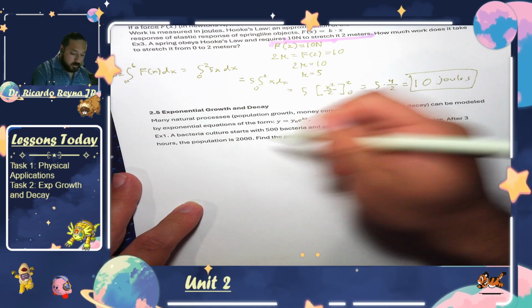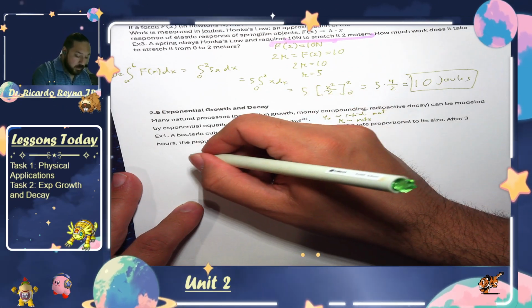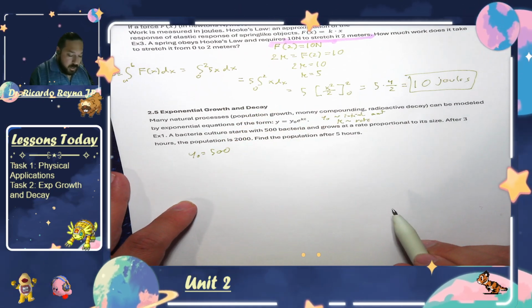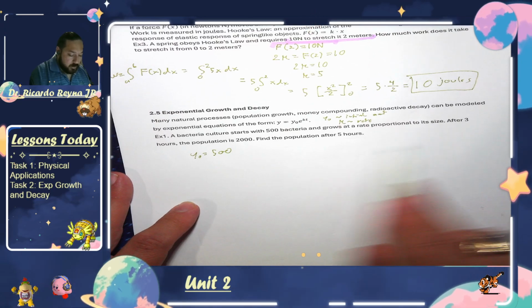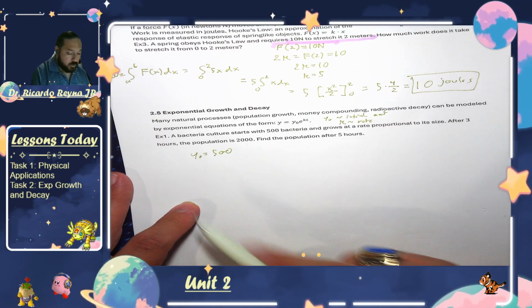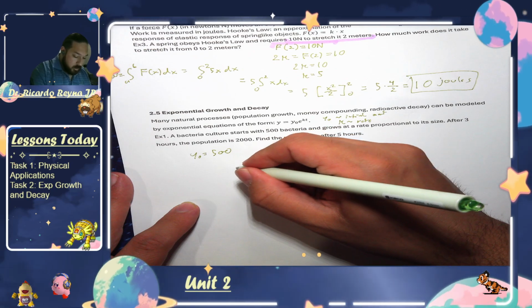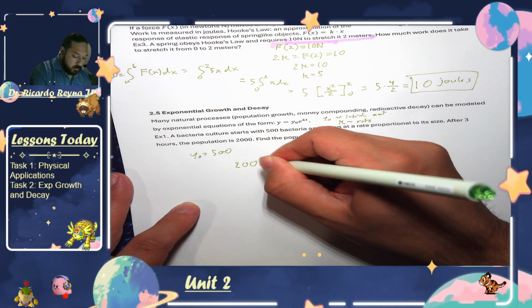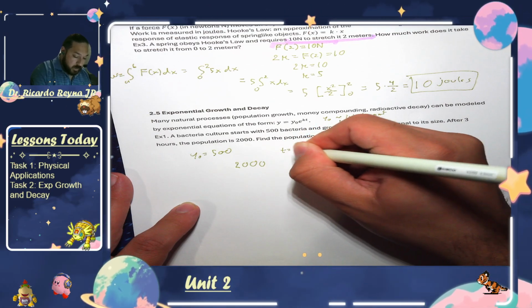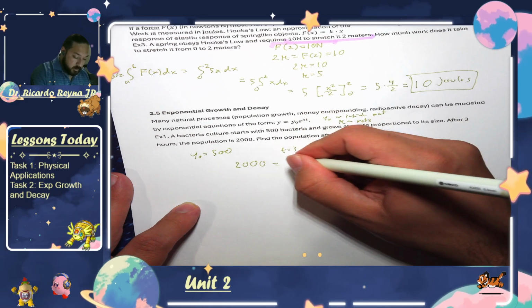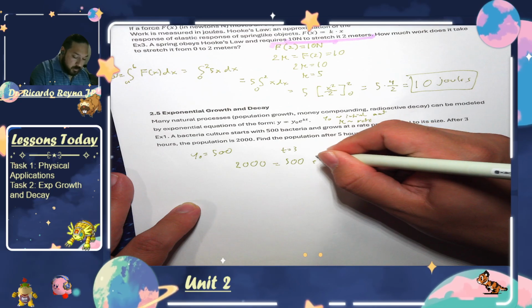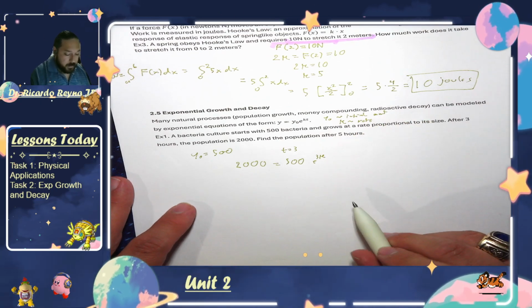Let's start. So it says starts with 500 bacteria. So right away, that tells me y0 is 500. And then it says 3 hours, population is 2,000. So that means after 3 hours, we get 2,000. So when t is 3 hours, that means we have y0, which is 500, e to the k times 3. I'm just going to put the 3 in the front, 3k.